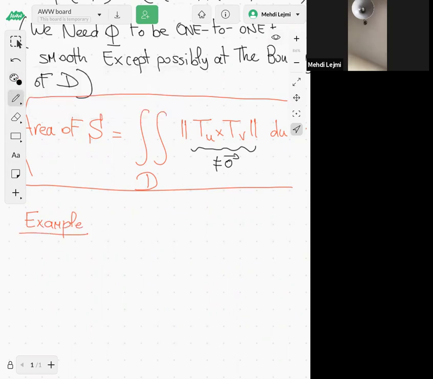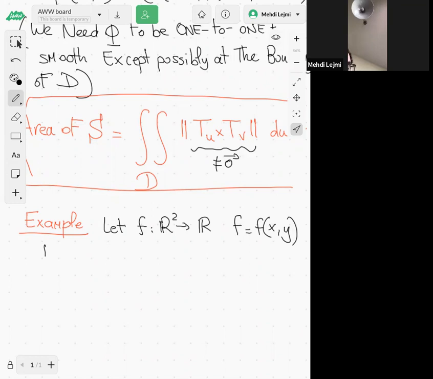Okay, so on Tuesday we discussed the case when the surface S is the graph of some function f of 2 variables. Remember, so we said the graph. So let's say we have a function f of 2 variables. So f is a function of x and y.